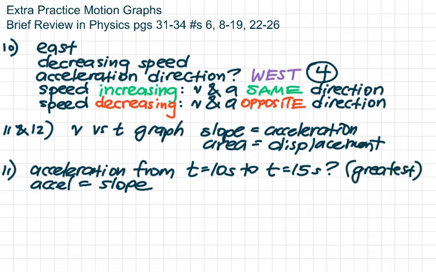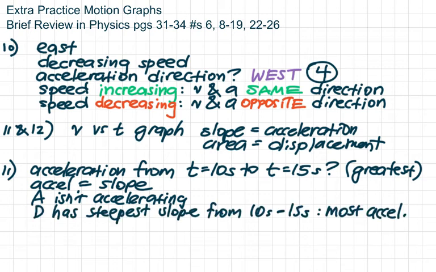There are no numbers on this graph, but I'm looking for the steepest slope. To clarify, we're not looking for the amount of the acceleration from 10 to 15 seconds. We're looking to see which one had the greatest acceleration from 10 to 15 seconds. Well, I can see that car A has no slope, so car A isn't accelerating at all. But car D didn't do anything for the first 10 seconds, then started flying from 10 to 15 seconds and beyond, eventually becoming the fastest car of the bunch. D has the steepest slope from 10 to 15 seconds. And so the answer is car D.